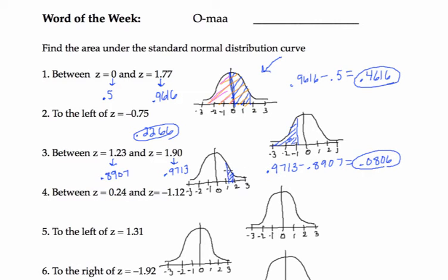Always use your common sense checker. You drew the picture, right? Does this look like it's about 8%? Yeah. If you'd gotten 80%, you'd say, wait a second, that has to be wrong. There's no way that that little shaded area is 80%.